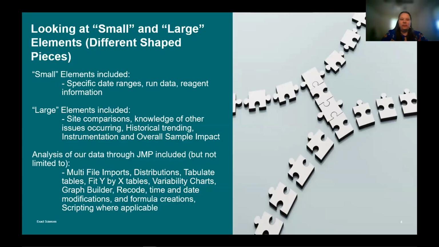Analysis of our data through JMP includes, but is clearly not limited to, multiple file imports, distributions, tabulation tables, Fit Y by X tables, variability charts, Graph Builder, recoding, time and date modifications, and formula creations. We also employ scripting wherever applicable to make our jobs and our data analysis as efficient as possible. So in this case, the lab escalated an issue where we noted an increase in samples returning invalid results due to insufficient sample qualities being detected in the first few steps of the run.